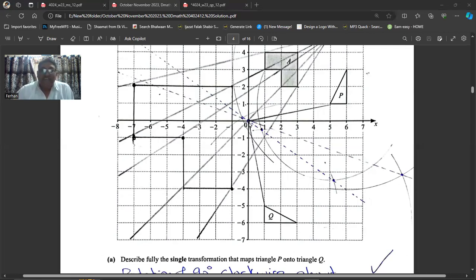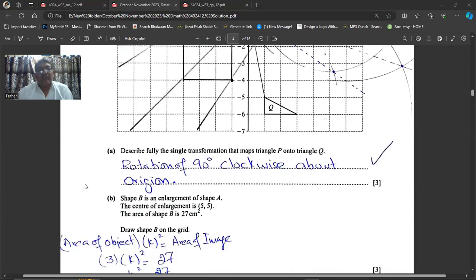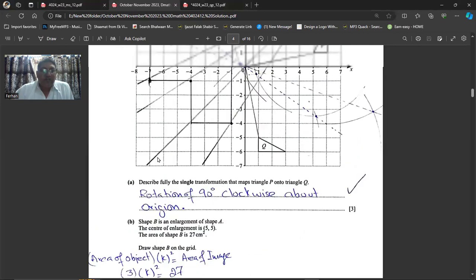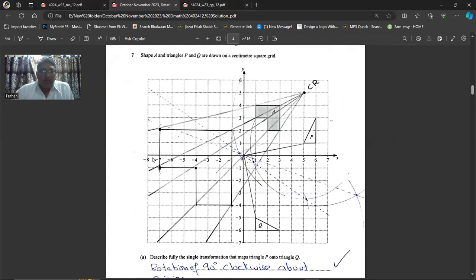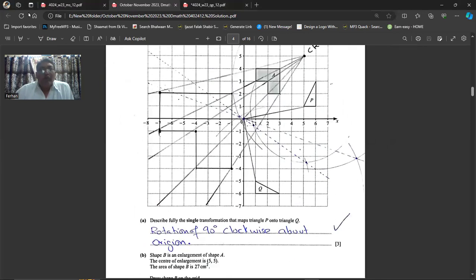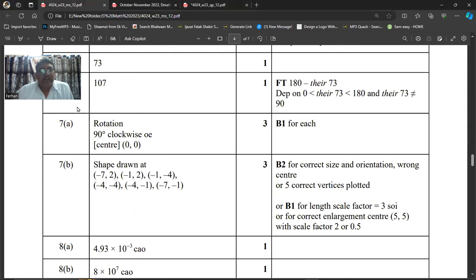So (0, 0) is the center of rotation. Join this point with the center of rotation, and join the same point from the image with the center of rotation. This point is from the object, and this point is from the image. You can check how much this angle is. I told you this angle is 90 degrees and it has rotated clockwise. So I will write here: rotation of 90 degrees clockwise about the origin. I hope you understand. It's a little tough thing.